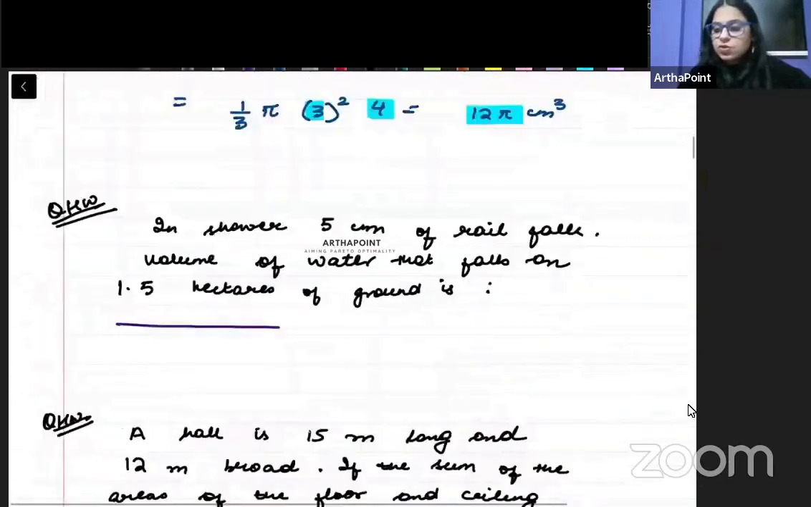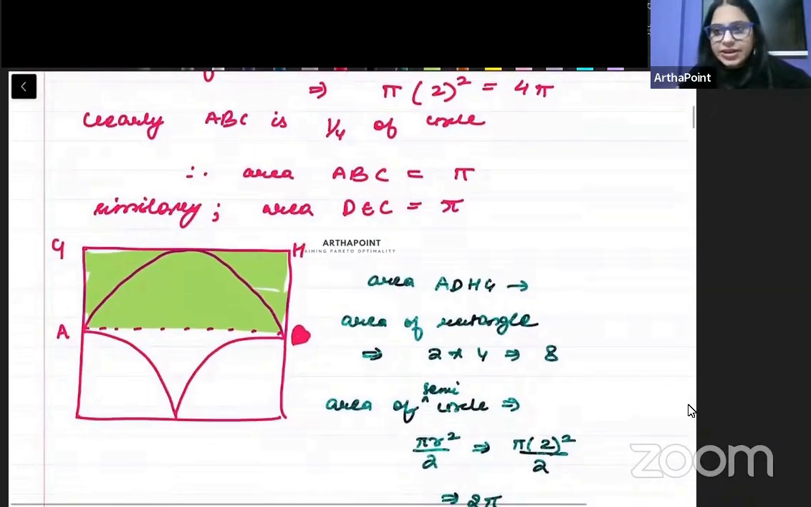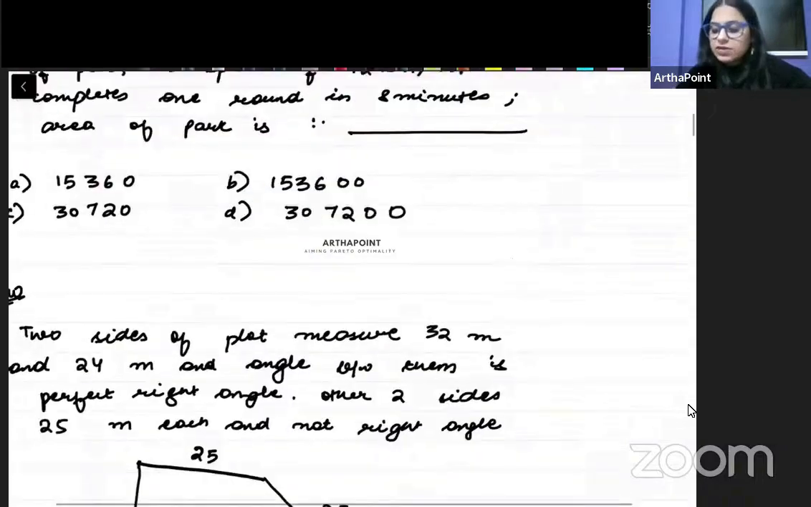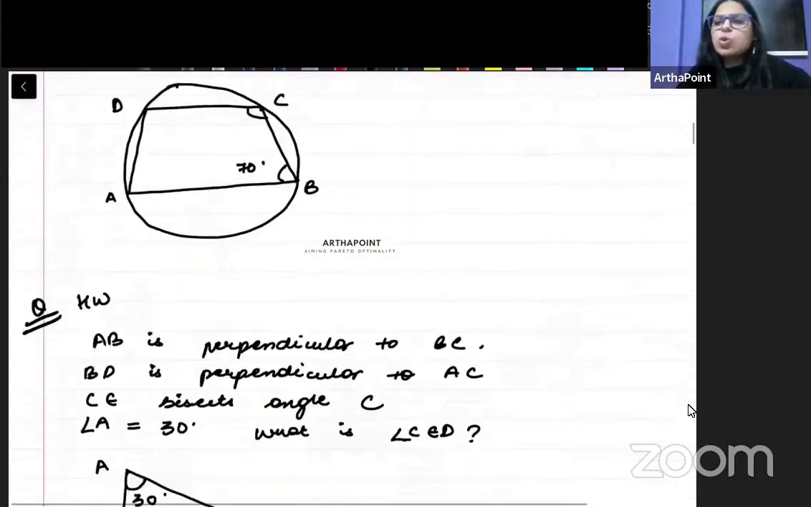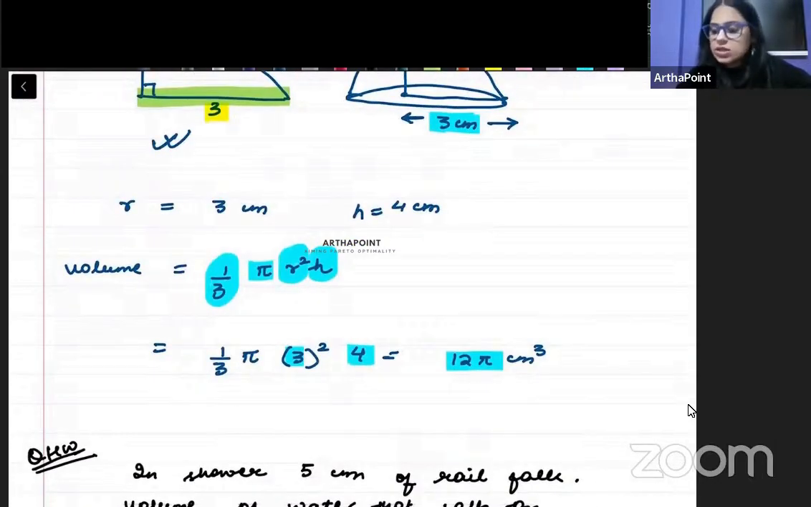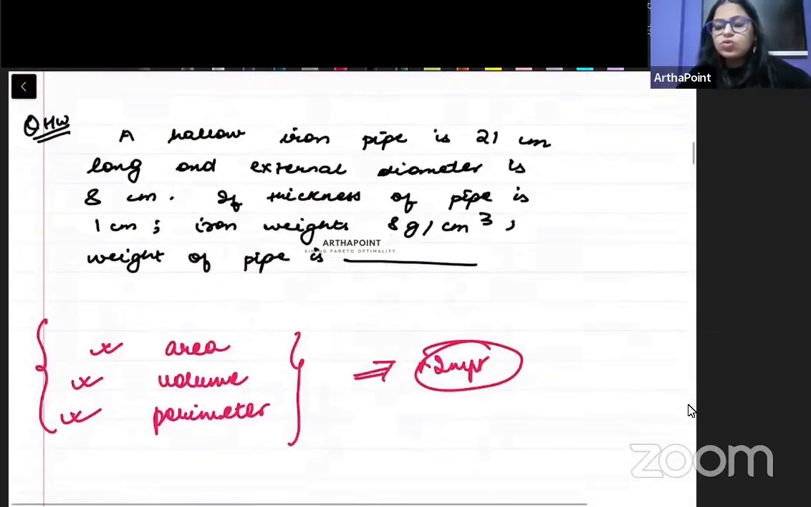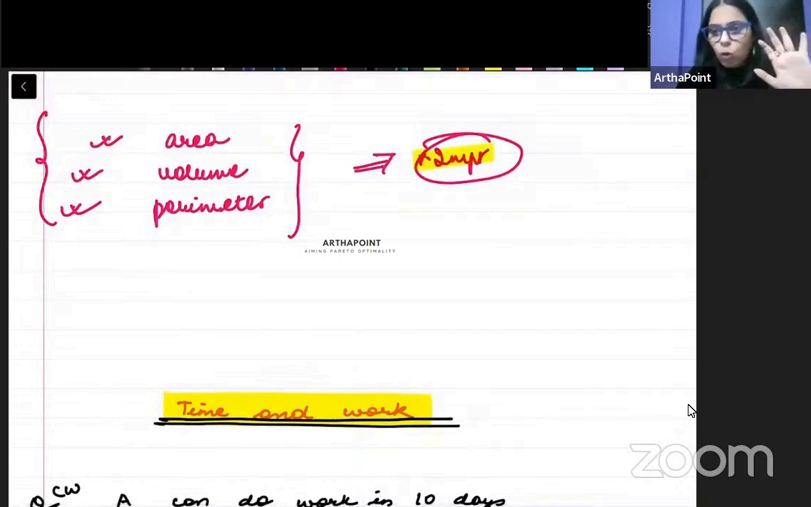Either you can be given a question based on shaded area, that find the shaded area, or you can be given a question based on volumes, or a question based on quadrilaterals, parallelograms, circles. So you need to try all such kinds of practice questions, right? I have given those in the homework also.